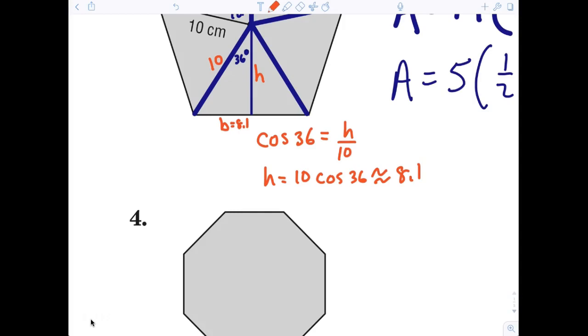About 34.5. Is anybody seeing that? When I do 10 cosine 36, it gives me the wrong answer, probably. Yes. So you should probably change your mode back to degrees. Remember? Mode. Oh, okay. I forgot how to do that.